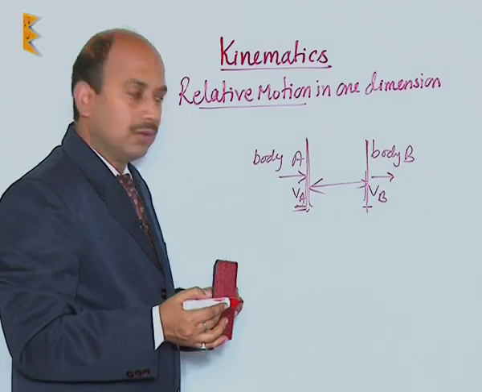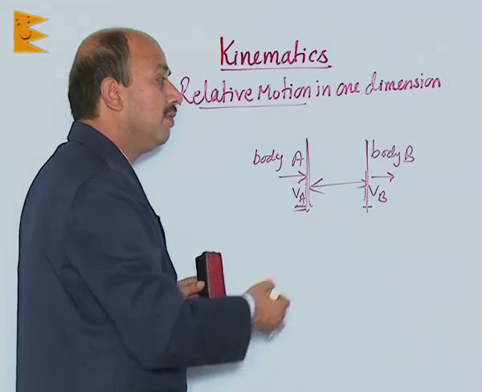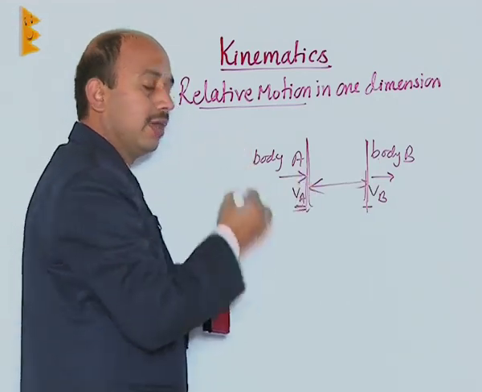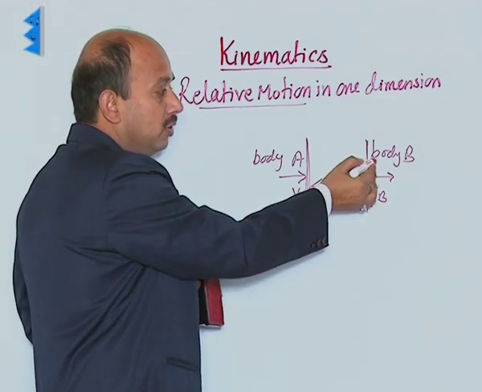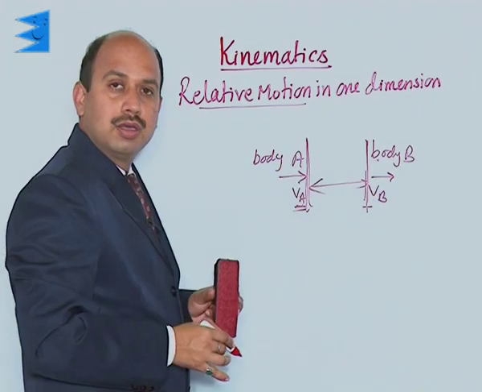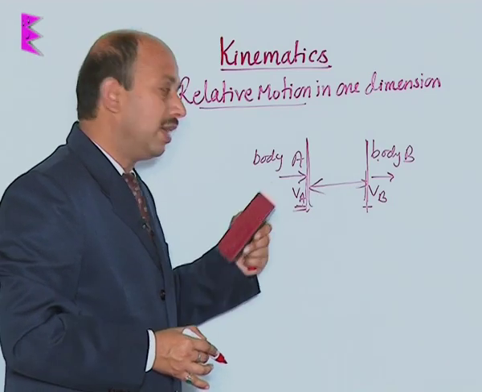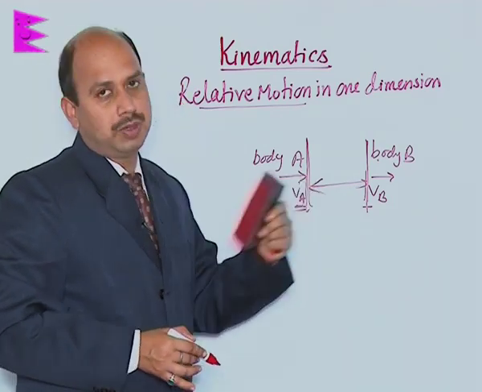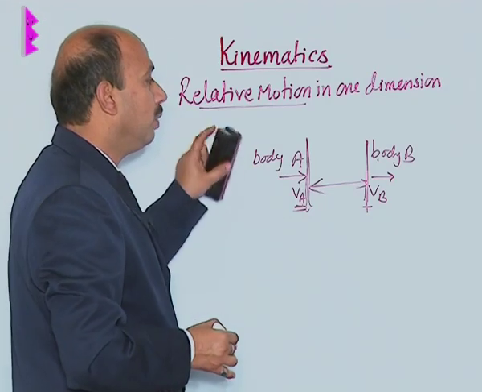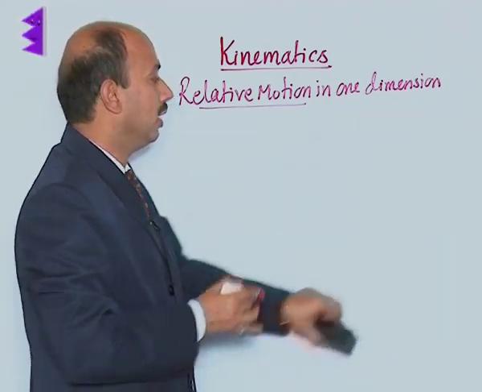So, if you are taking the relative velocity of B with respect to A, we can say the relative position of B with respect to A. If you are discussing the relative velocity of A with respect to B, you can say the relative position of A with respect to B. So, actually here we will define a term that is called relative velocity.